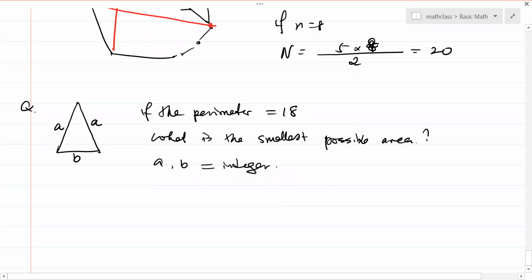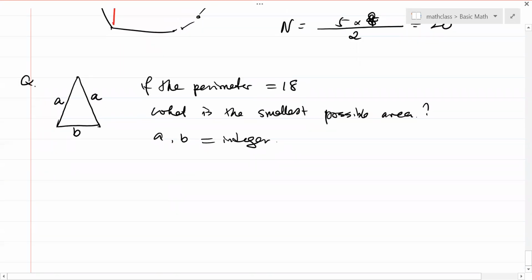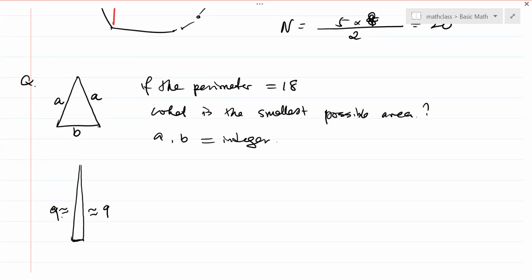You know why? If A, B are not integers, why is it 0? I can make the one almost like that, almost equal to 9, and this one is so tiny. Then the area is going to be 0, right? So if you get this idea, based on your experience, what can you get?